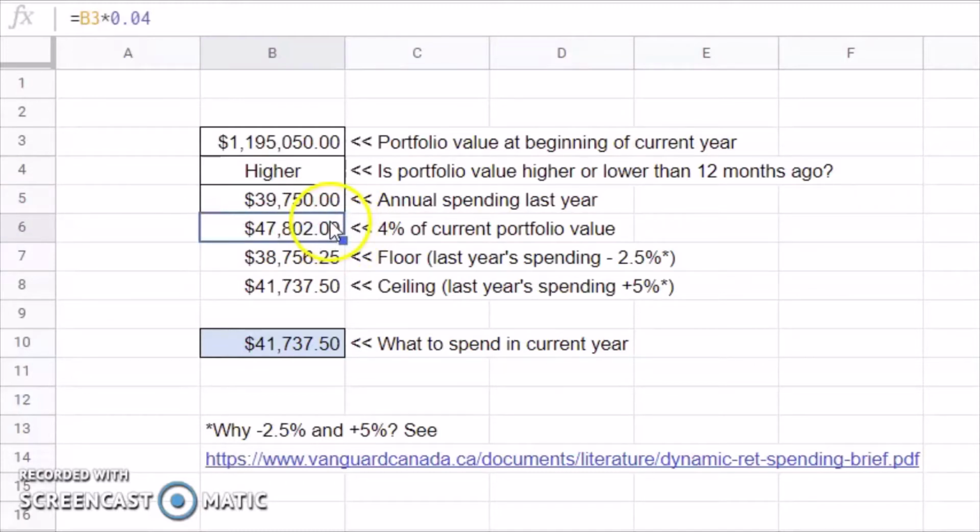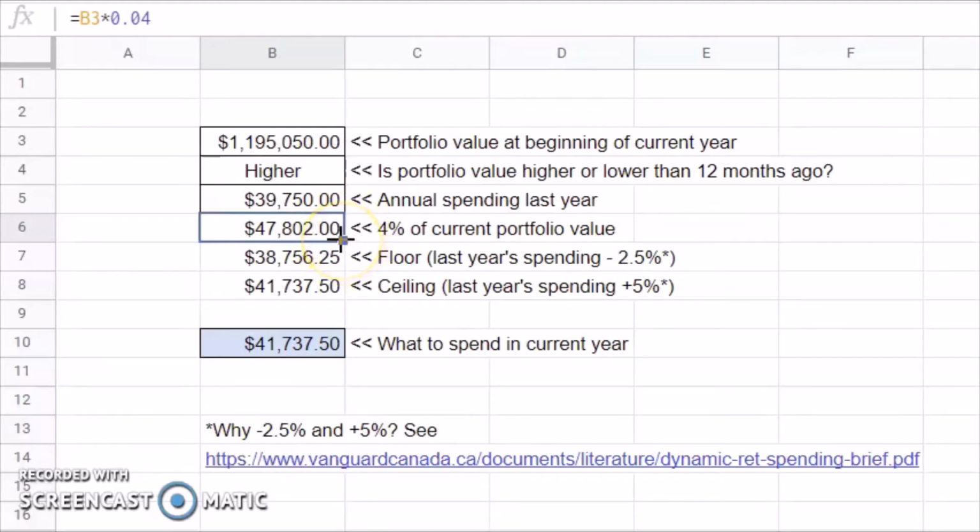The first thing that the retiree needs to know in dynamic spending is what is 4% of the current portfolio value. So you see the formula here. It is just take the portfolio value and compute 4% of that. And in this example, 4% of the current portfolio value is $47,802. So the retiree might be able to spend that amount, but the analysis is not done yet.